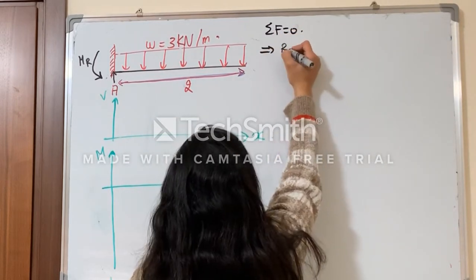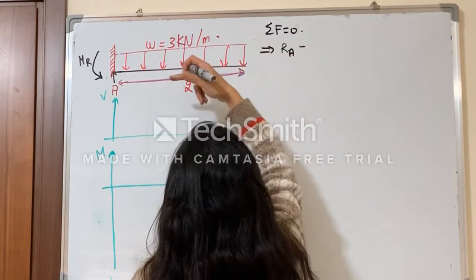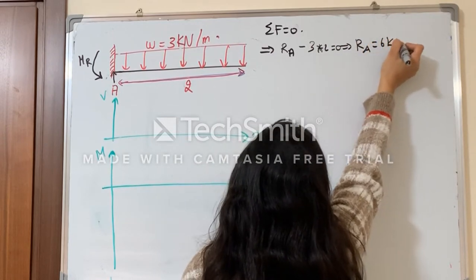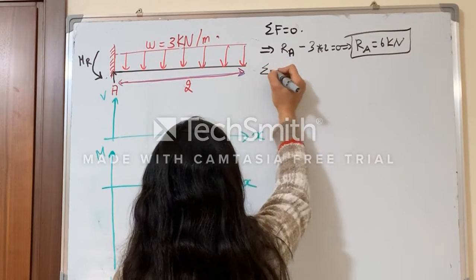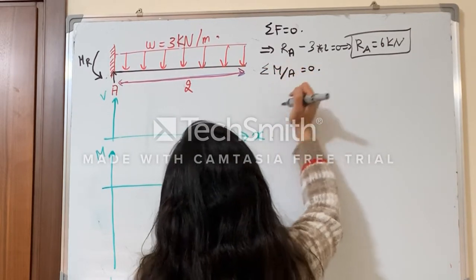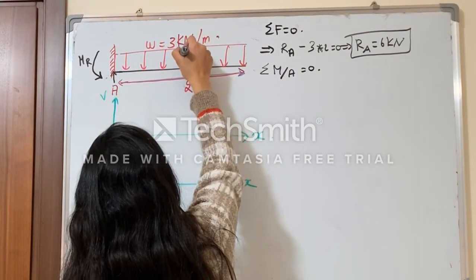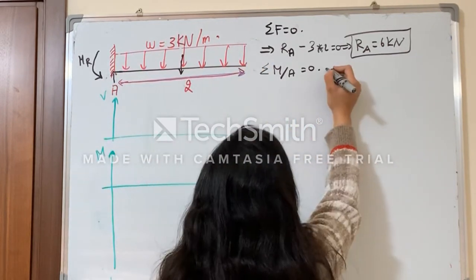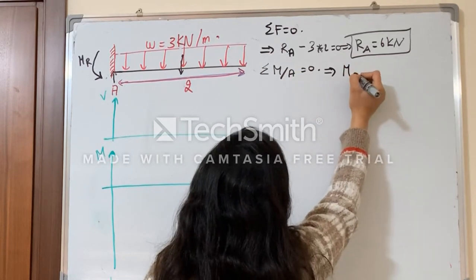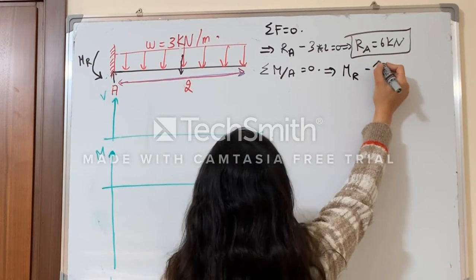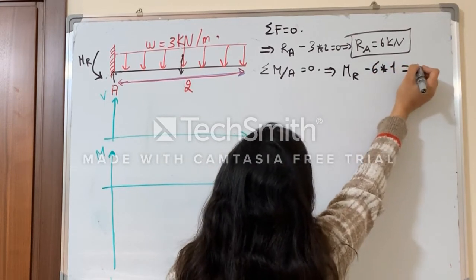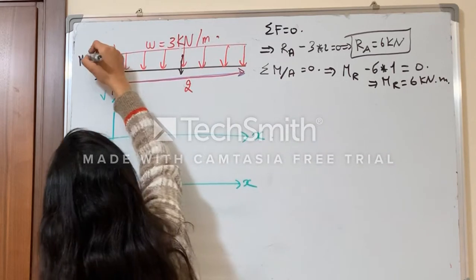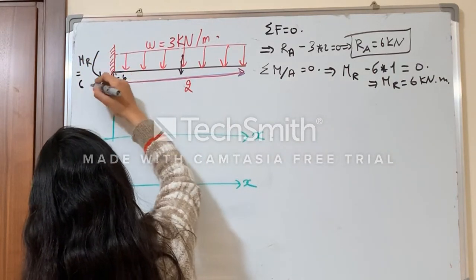And this means, guys, that Ra minus 3 times 2 will be equal to 0, which means that Ra is equal to 6 kilonewton. Now, if I find the sum of moments around A equal to 0, I know that the resultant could be represented by a 6 kilonewton force here, far from A by half of the span, which is 1. This means that MR minus 3 times 2, which is 6, the resultant force, times the distance, which is 1, is equal to 0. So my MR is equal to 6 kilonewton meter. Alright, so this MR is equal to 6, and this Ra is equal to 6.